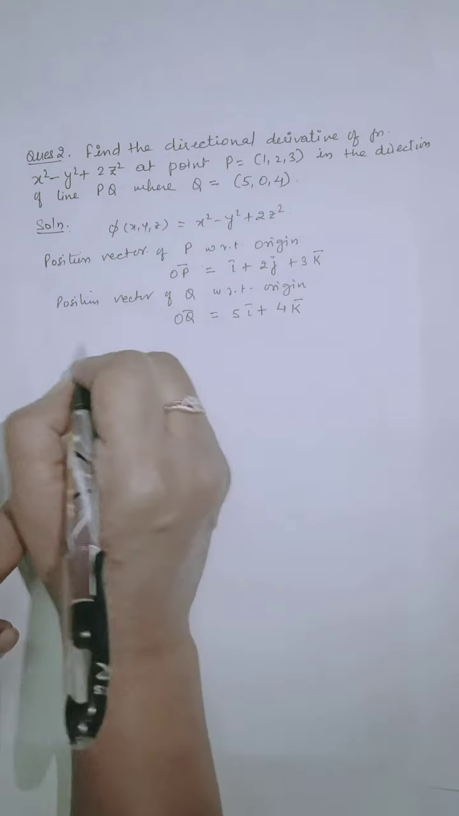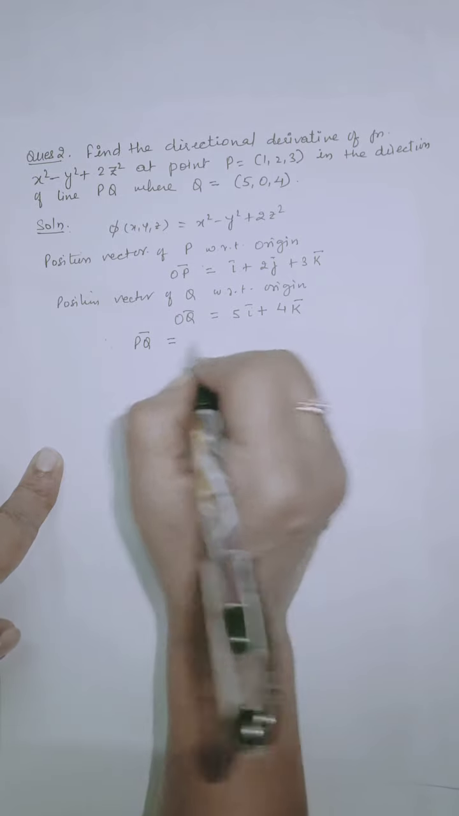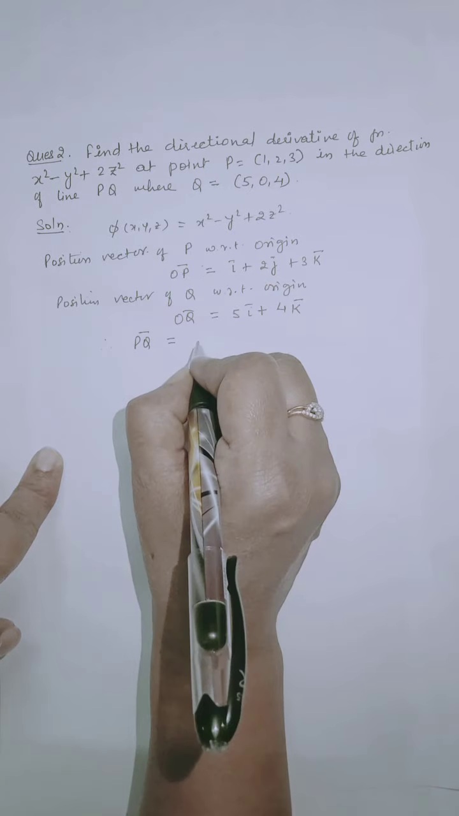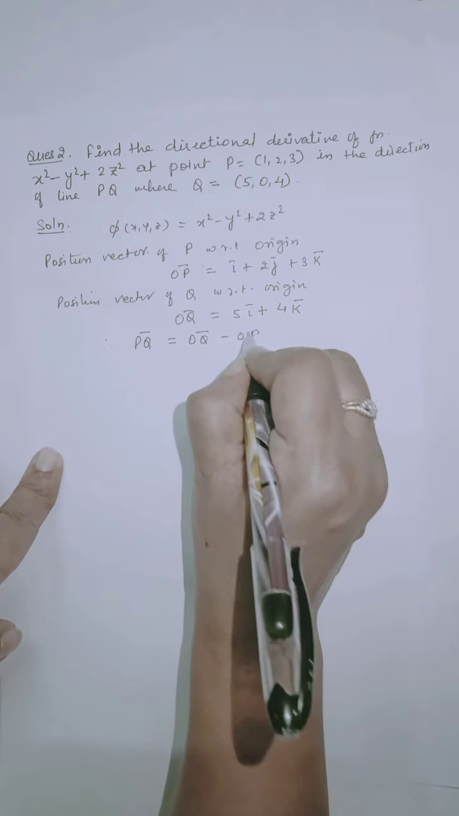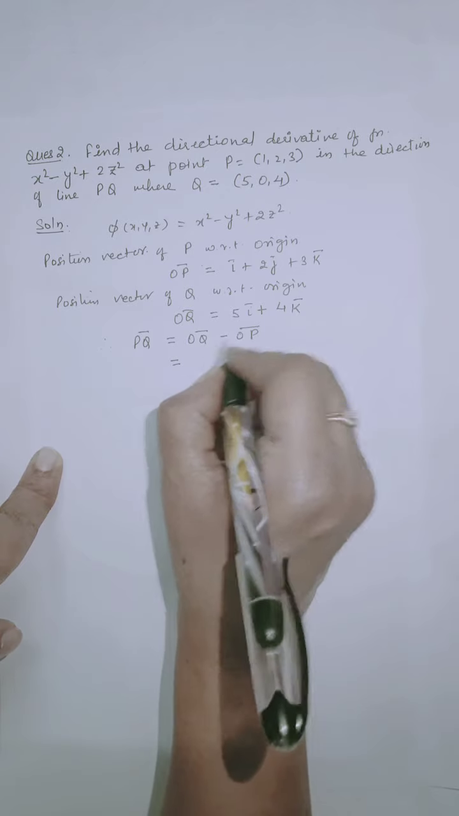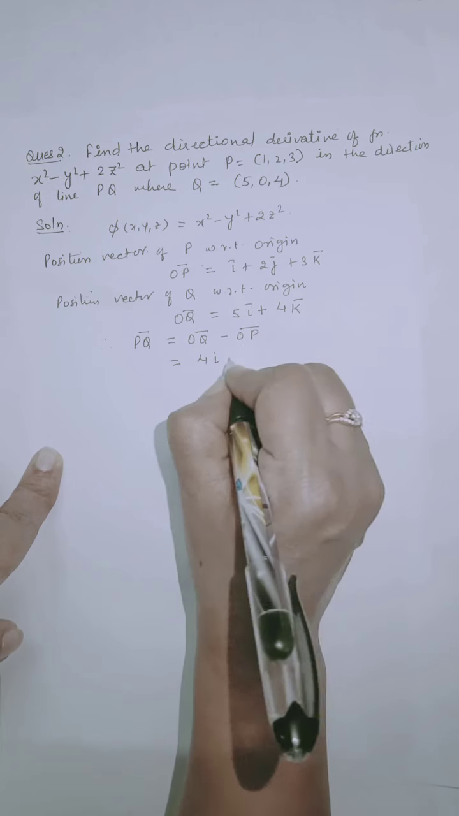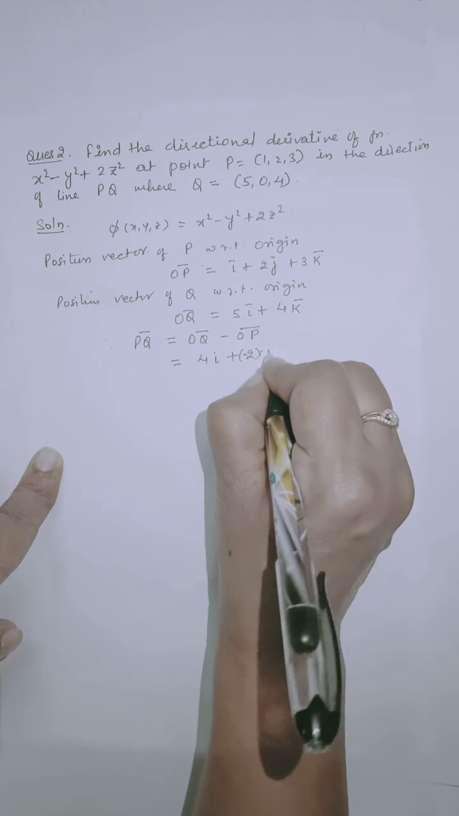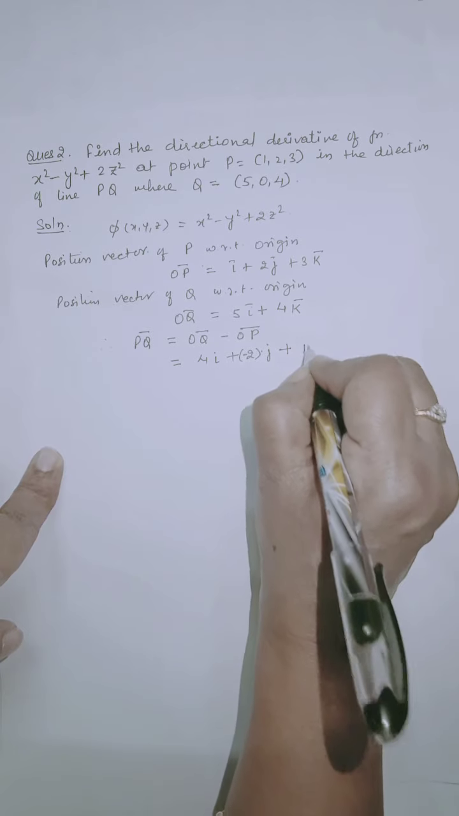Now as we know, the vector along the line PQ will be position vector of Q minus position vector of P, that is nothing but what you will be having is 5i minus i, that is 4i plus minus of 2j plus 4 minus 3k.